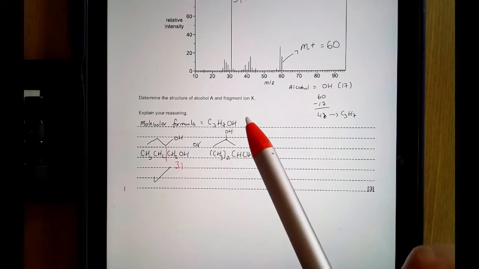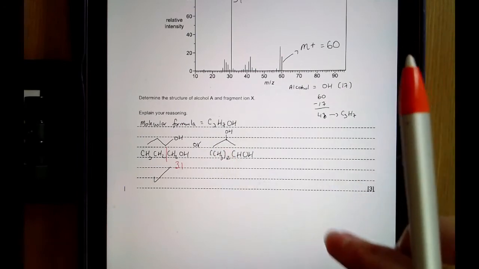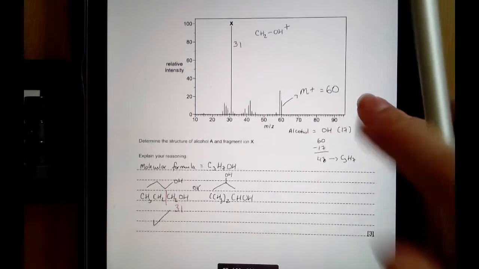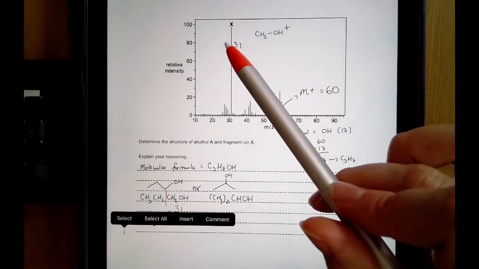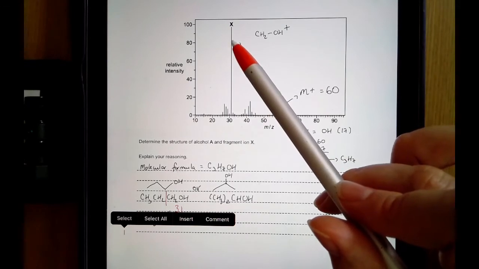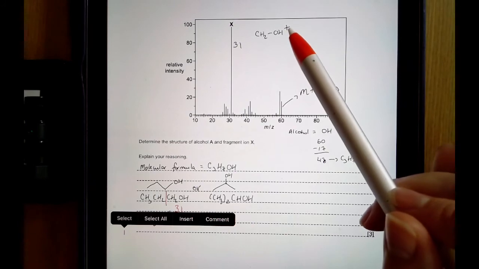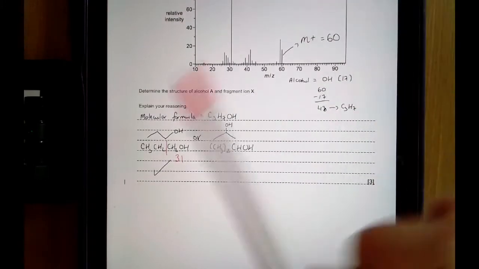Just showing the molecular formula by itself is not enough, so you get your second mark for that. And then you get your third mark for analysing your peak, your ion X. So I've written it here just again on the spectrum, that's fine, I get the mark for that, but you have got to show the positive charge on that ion in order to pick up the mark, and then you have to link that back to your structure.